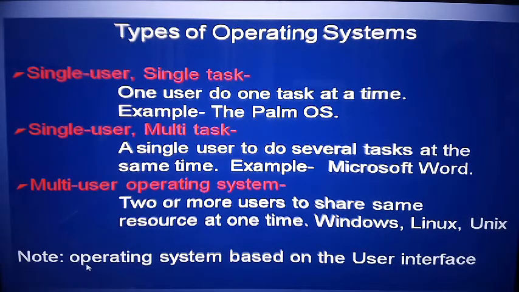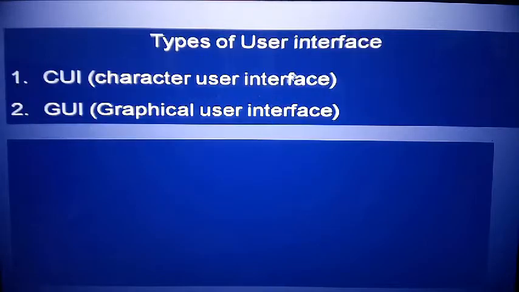Student note here: operating systems based on the user interface. Let me explain what the user interface is. User interface means the mediator between the user and hardware. So an operating system is always based on the user interface. Here, students, there are two types of user interface. Number one, character user interface. Second, graphical user interface. Just like the name already defines, character.